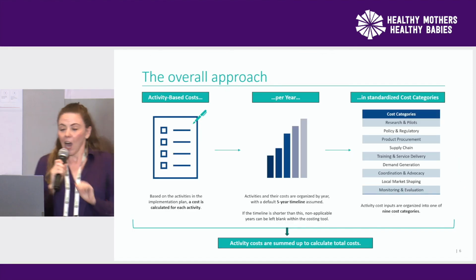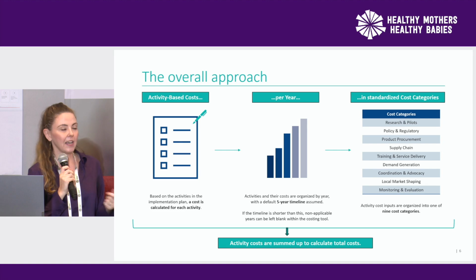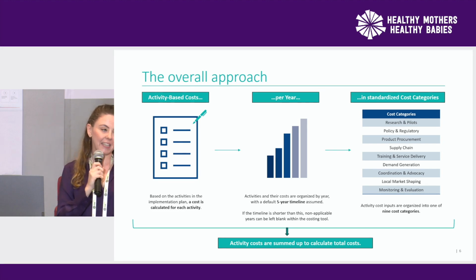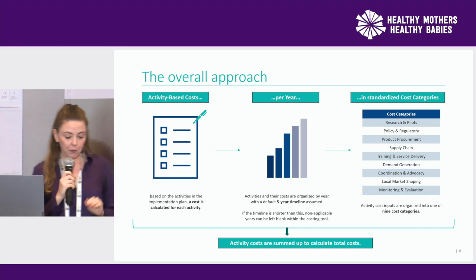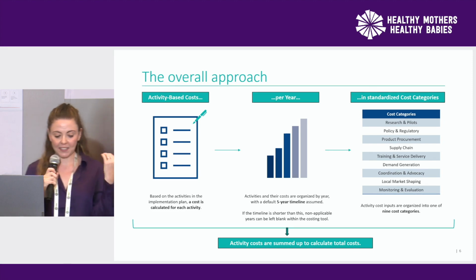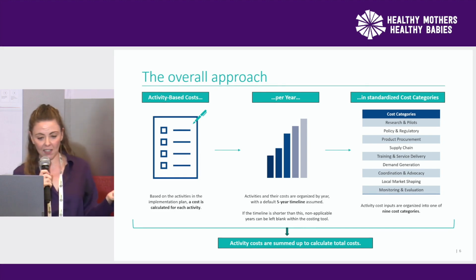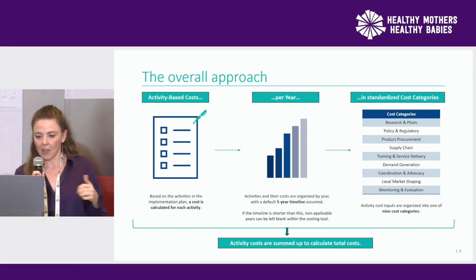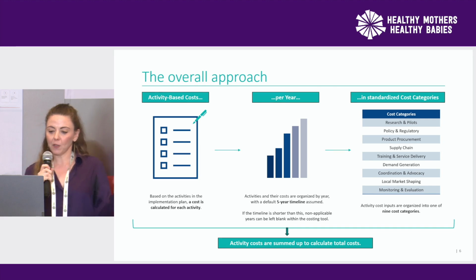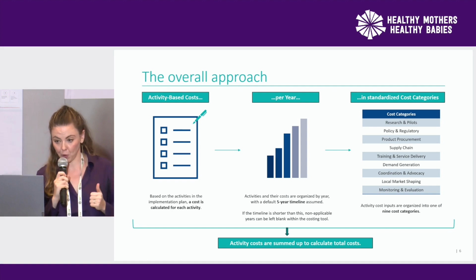Okay, I'm going to quickly orient you to the overall structure of the tool, just so you understand how it works, and then I will give some examples of different parts of the tool. So we've tried to create the tool to be a simple, structured approach where we're taking activity-based costs from the roadmap or implementation plan, and we're looking at what those are per year across standardized cost categories in the tool.